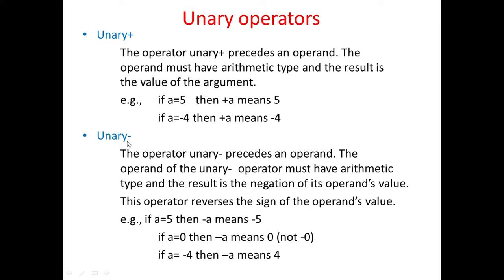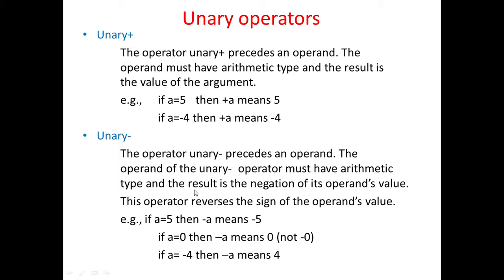Okay. Next we have unary minus. You know unary minus is also a unary operator. It also precedes an operand, means it also comes before the number. Here also the operand of the unary minus operator must have arithmetic type. It must be a number. It cannot be A, B, C, D. It should be a number.